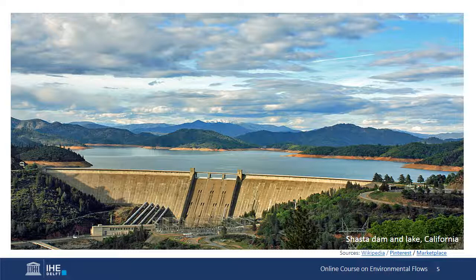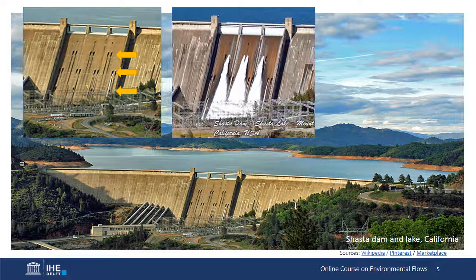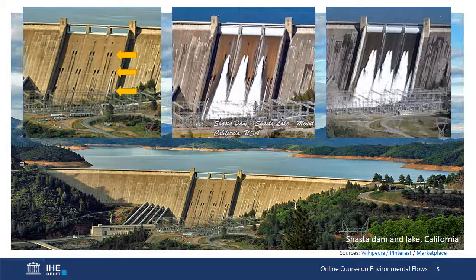This is a photo of Shasta Dam and Lake in California. If you look closely at the dam, you'll notice intakes at different levels. This enables the dam operator to control the temperature of releases. During the spring months, when water temperatures are coldest, the operator will release water from the upper levels of the reservoir. But over the course of the summer, as temperatures rise, water will be released from greater depths. This operational approach has had beneficial effects on downstream fish populations and ecosystems.